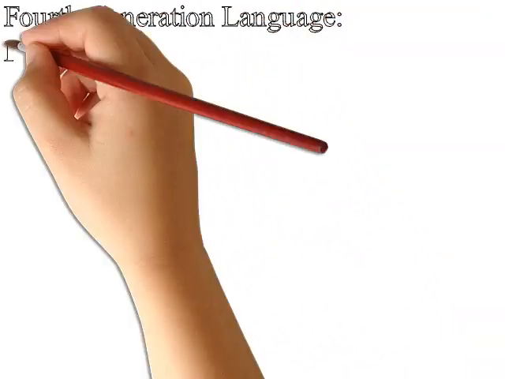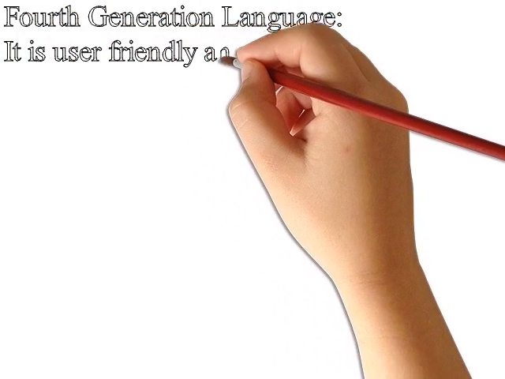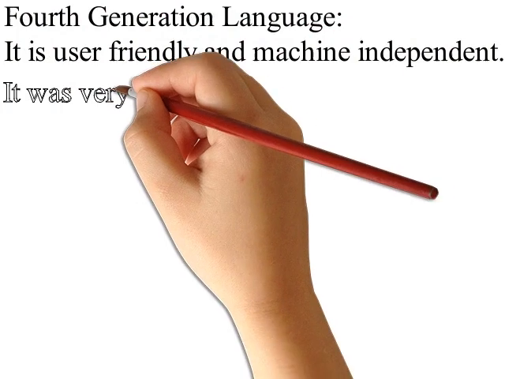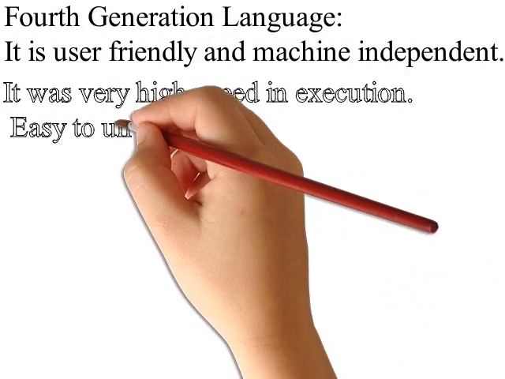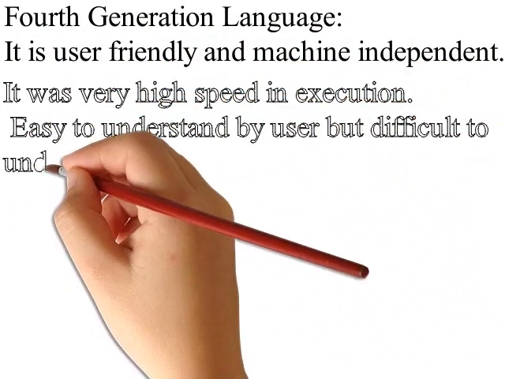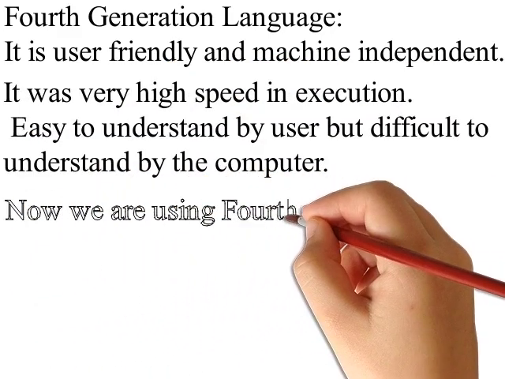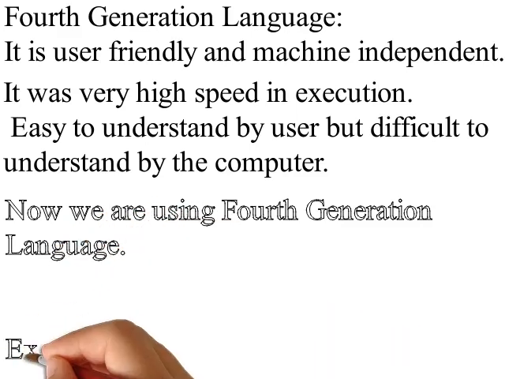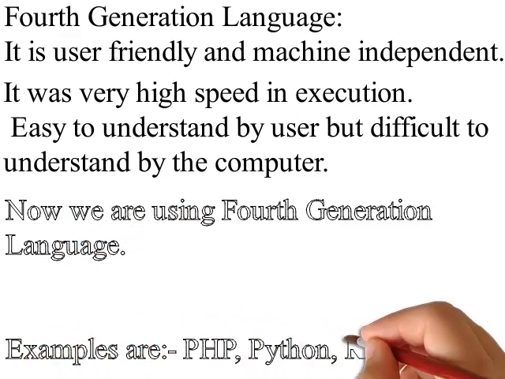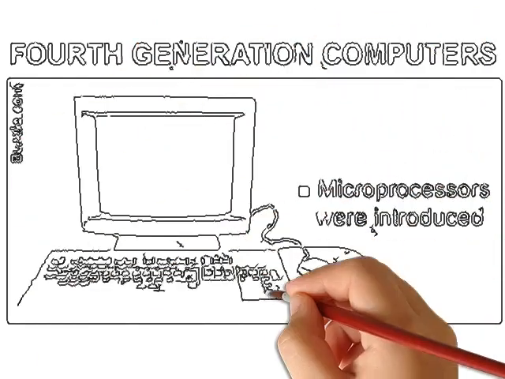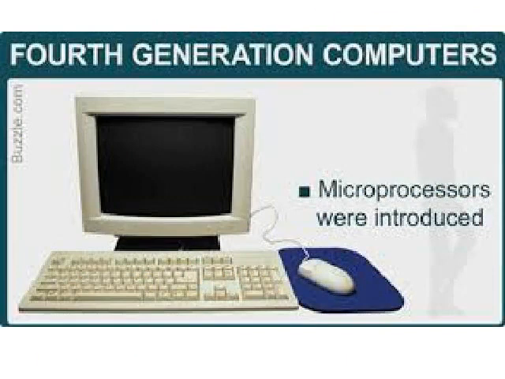Fourth generation language. It is user friendly and machine independent. It has very high speed in execution, easy to understand by the user but difficult to understand by the computer. Now we are using fourth generation language. Examples are PHP, Python and Ruby. Fourth generation computers, you can see microprocessors were introduced.